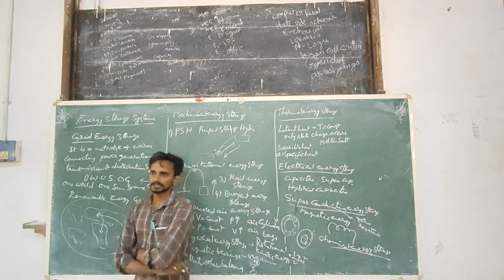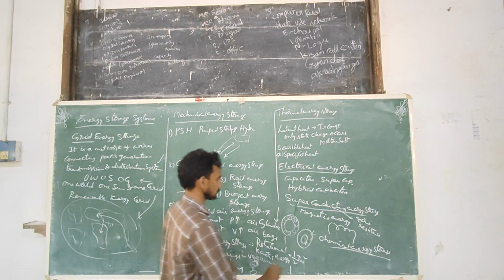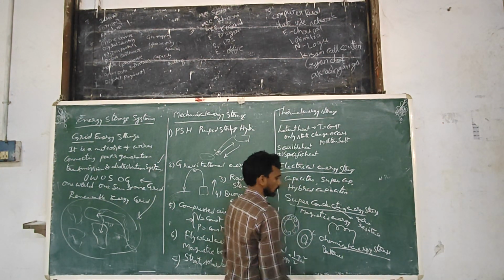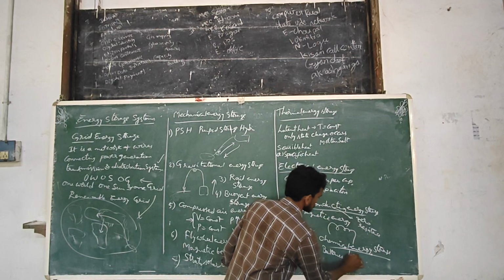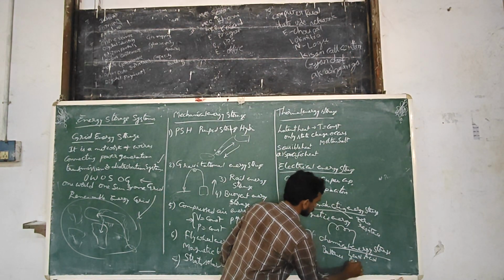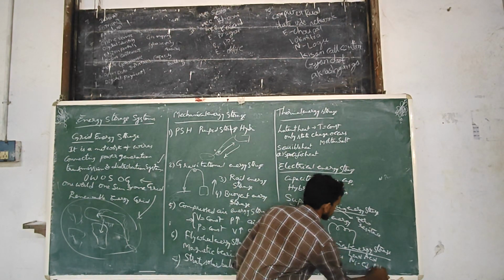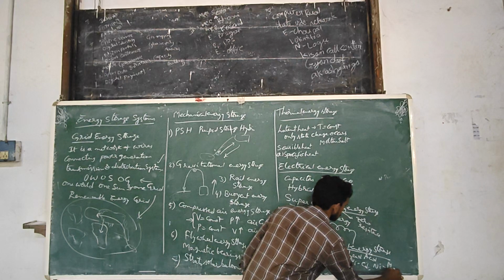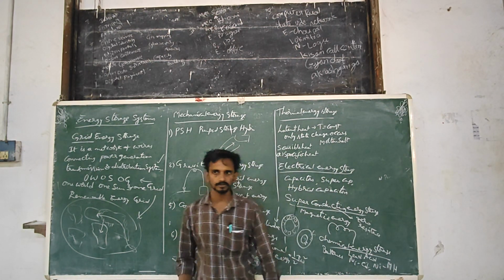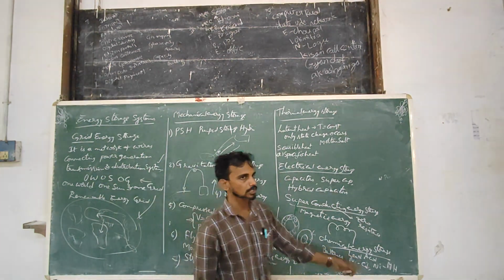So the best example is batteries. It is storing energy in batteries. So earlier lead acid battery, nickel cadmium battery, nickel metal hydride battery, there are various types of batteries that we are using now, and everything can be recharged.